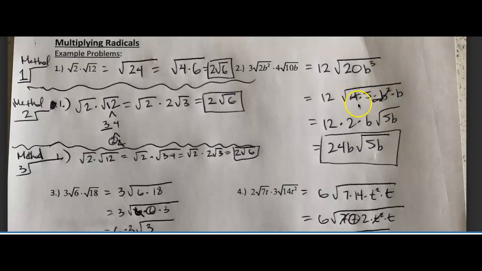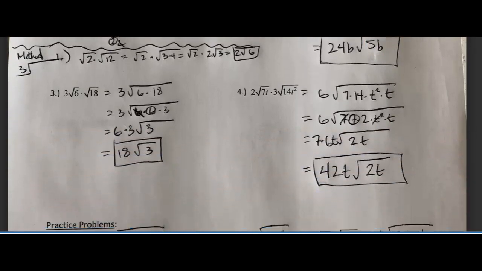The square root of 4 is 2. As you can see, it came out. The square root of b squared is b. That comes out. And then whatever's outside, which is now 12, 2, and b, I multiply. Get 24b, and then if you look all the way back here, you can tell the 5b is what stays inside the radical. So pretty much the same thing on all these.